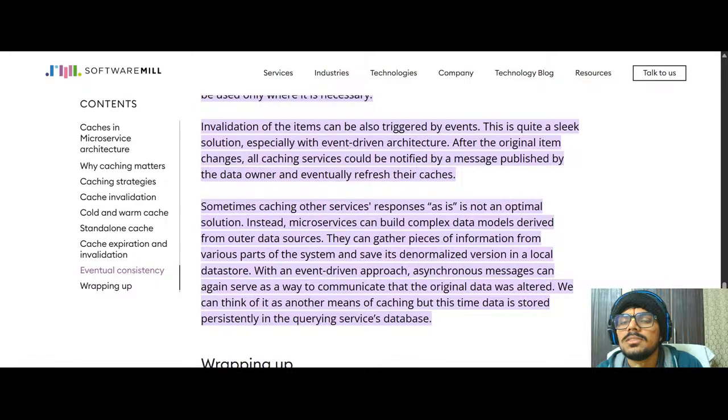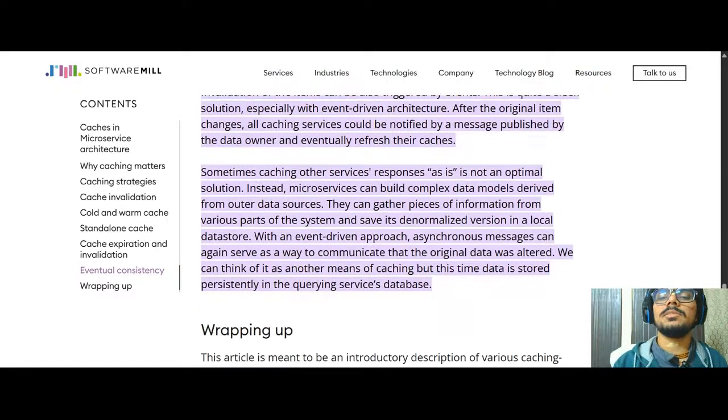Sometimes caching other services' responses as is not an optimal solution. Instead, microservices can build complex data models derived from other data sources. They can gather pieces of information from various parts of systems and save its denormalized version in a local data store.